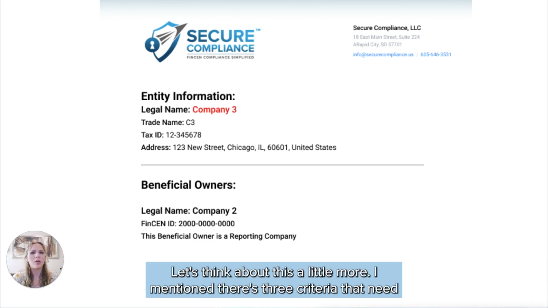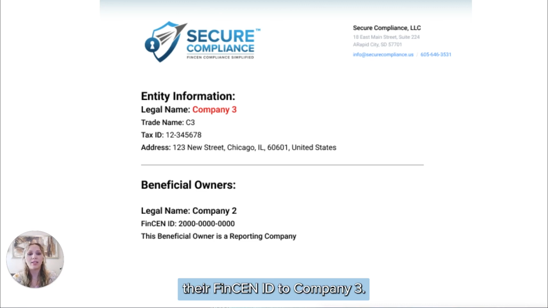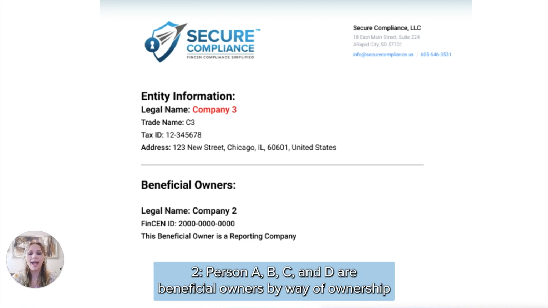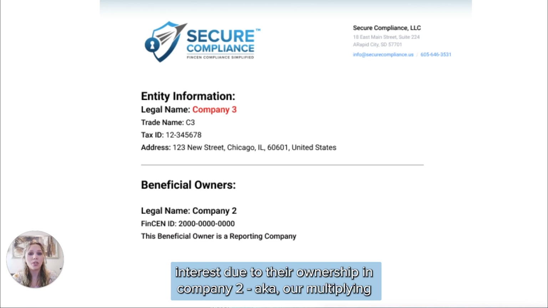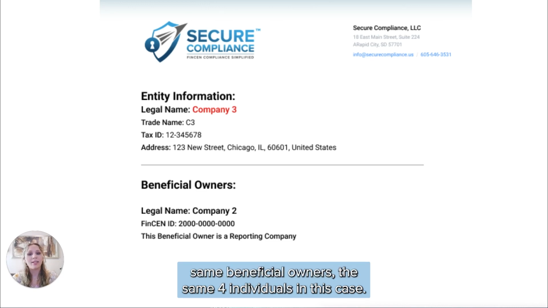Let's think about this a little more. I mentioned there's 3 criteria that need to be met here. Number 1. Company 2 has filed a BOIR and provided their FinCEN ID to Company 3. Number 2. Person A, B, C, and D are beneficial owners by way of ownership interest due to their ownership in Company 2, aka are multiplying. And number 3. Company 2 and Company 3 share the same beneficial owners, the same 4 individuals in this case.